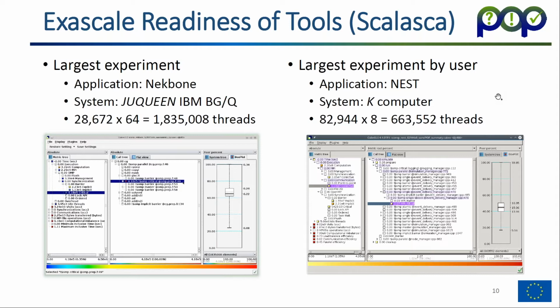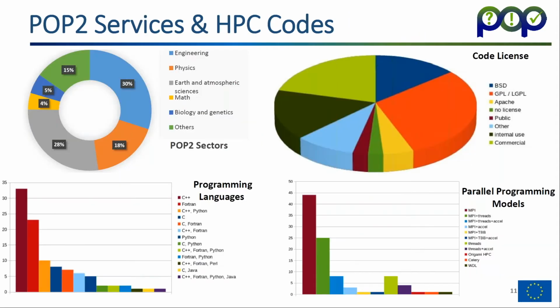The current generation of computer systems are probably not quite so large, certainly not the ones available in Europe, but we think that we have tools that are ready to be able to assess people's application performance at the very largest scales. Of course, in the Center of Excellence, we're not just dealing with the very largest scales, but also much more modest scales where we have applications running on a single node or just with a few nodes.